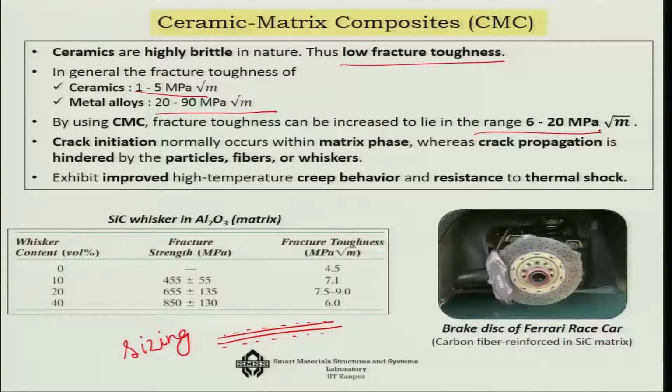Now the crack initiation normally occurs here within the matrix space, whereas crack propagation is generally hindered by the particles, fibers or whiskers, whatever you have inside the matrix, that will actually stop the growth of the crack, and it exhibits improved high temperature creep behavior and resistance to thermal shock. So these are some of the very good characteristics of ceramic matrix composites.